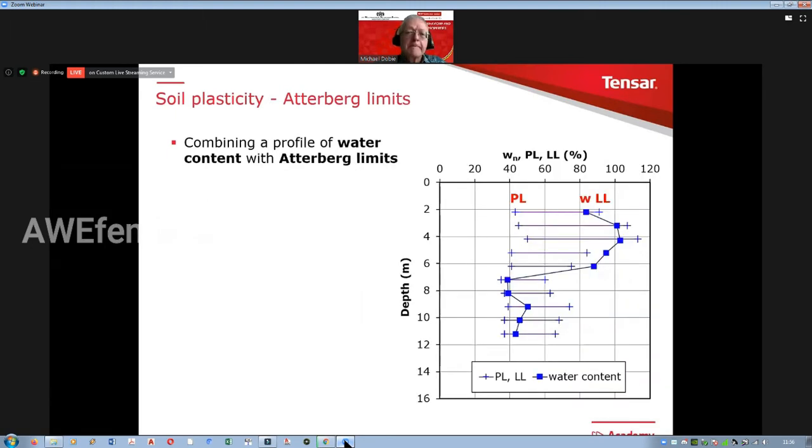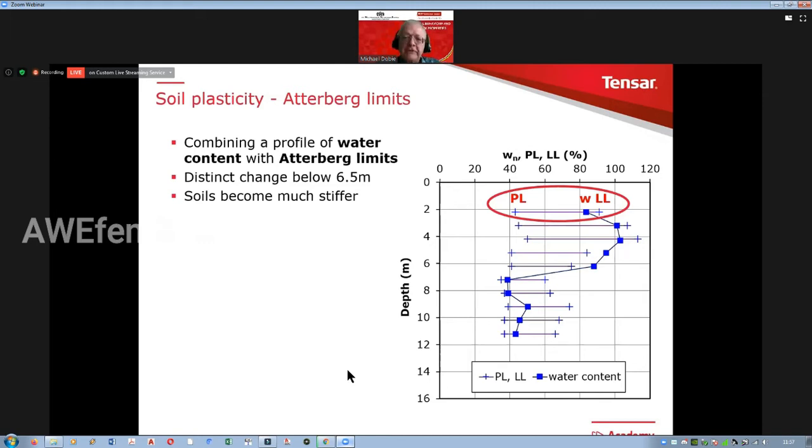By far the best way to plot this data in a profile is like this. You saw it earlier, but I'll just show you in a bit more detail here. So we plot the Atterberg limits as a horizontal bar with plastic limit at one end and liquid limit at the other end. And then we plot the water content as a series of dots, which if you like, you can link together. But it gives you a very nice quick picture of the nature of the soil. And you can see here that at around about 6.5 meters, there's a very distinct change. And in fact, the soils become much stiffer.